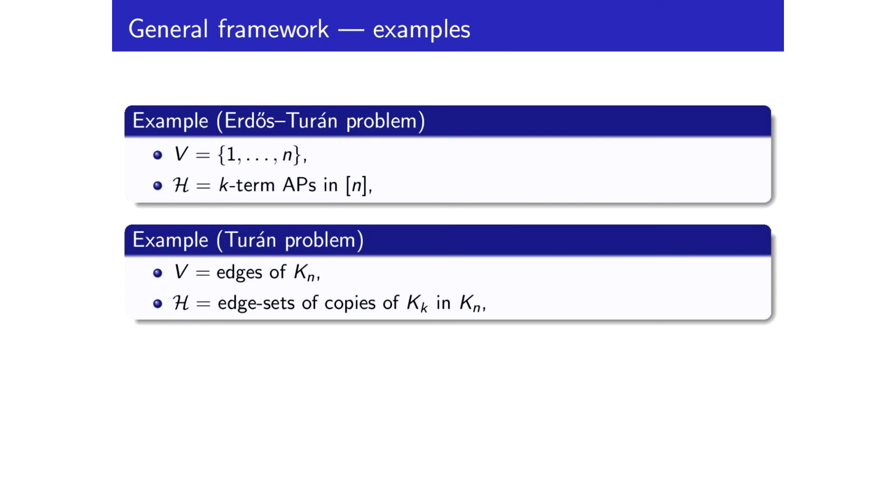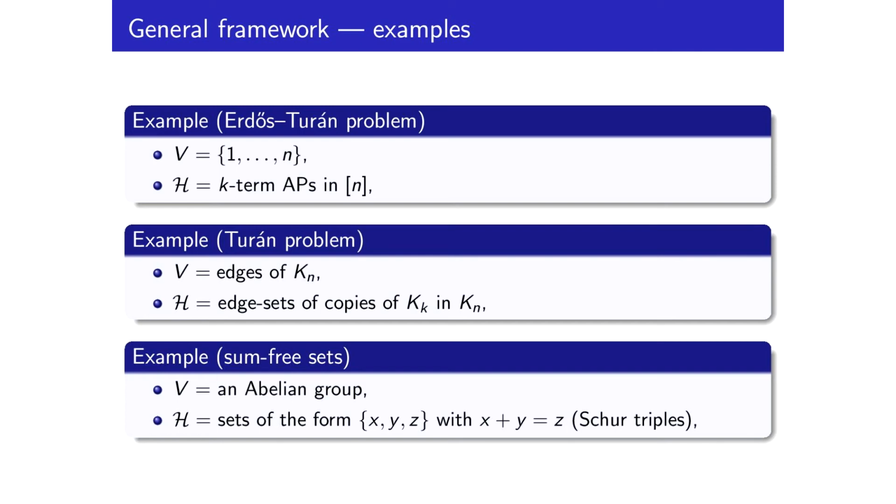For the Turán problem, the vertex set of the hypergraph will be the edge set of the complete graph, and the edge set of the hypergraph will be the edge sets of the copies of K_k. So here we define the k choose 2 uniform hypergraph, and the independent sets in this hypergraph will be graphs which do not contain K_k as a subgraph. And this can be applied also with the sum-free sets example. Just now the vertex sets are the group elements, and the edges are the triples where x plus y equals z has a solution.